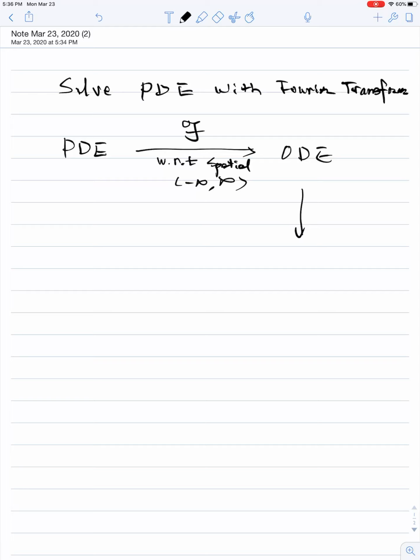Now the solution here would have a variable in the frequency variable ξ, and what you need to do is use the inverse Fourier transform to find the solution of the PDE. So okay, we are going to look at several examples on this. Our first example is the heat equation.